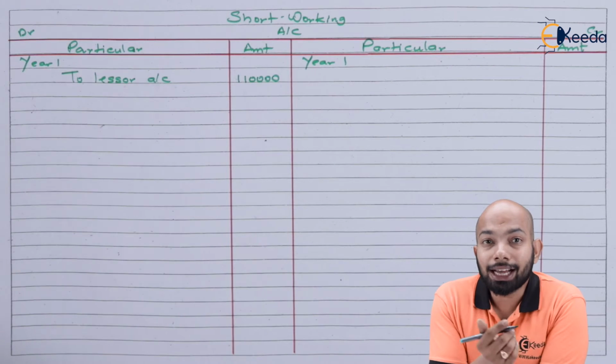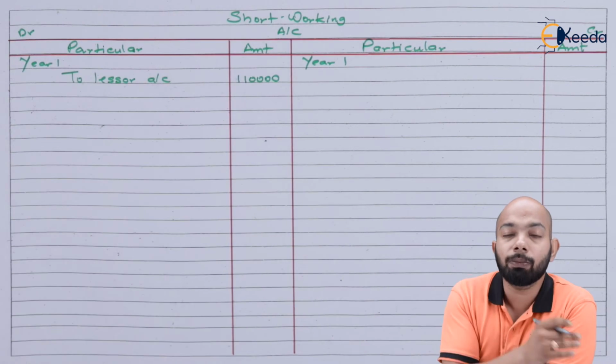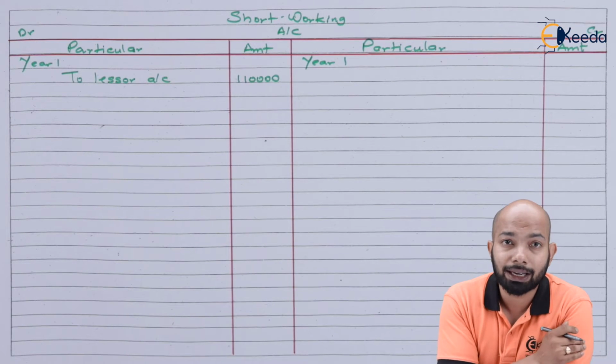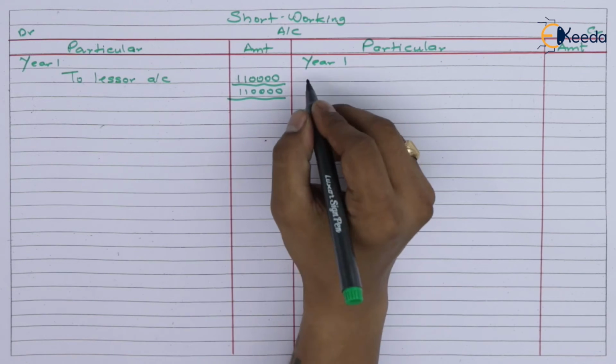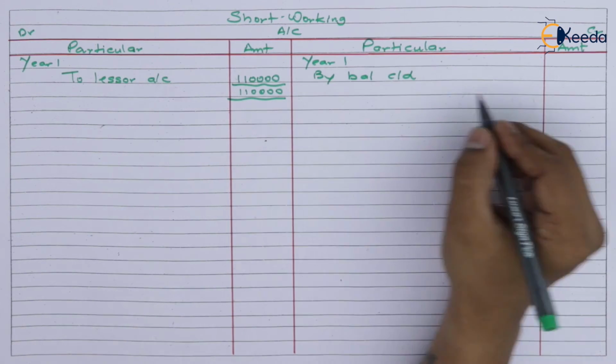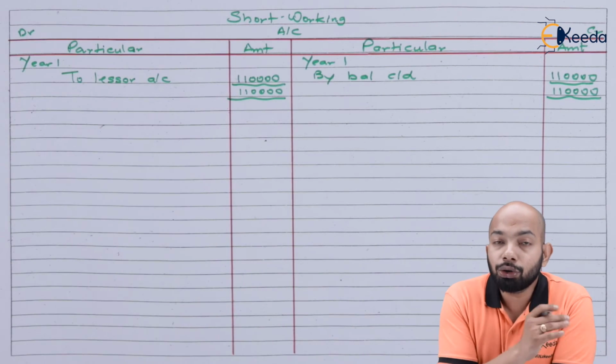Now, once to lessor account has been mentioned, that is the balancing. So on the credit side, we'll mention by balance carried down, and that will be brought down to next year's balance. So year 1 has been completed. Let's go on to year 2 now.